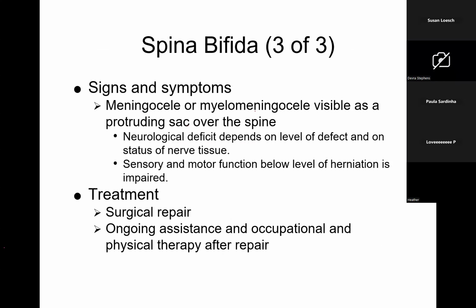Signs and symptoms. So for meningocele and myelomeningocele, we'll see that protruding sac over the spine. In myelomeningocele, we might also see additional damage when we transilluminate it, meaning we put a light over it and we look at it. Sensory and motor function at or below the level of the herniation is impaired in myelomeningocele for sure. Some degree of muscle weakness or paralysis could be present in either or both. Bowel and bladder control impairment here. And depending on how bad the damage is, the reflex and the sphincter control can be affected, so they can have both fecal and urinary incontinence.